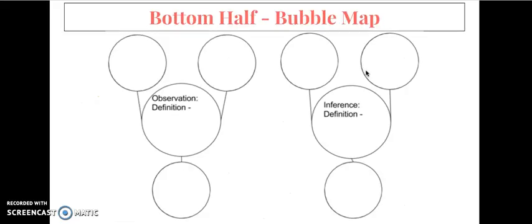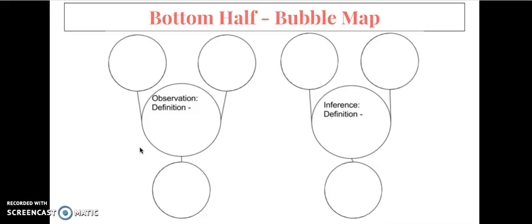Okay, students, look at the bottom half of your worksheet. You'll notice that you have two bubble maps. A bubble map here that has observation in the middle, and a bubble map here that has inference in the middle. The first thing we want you to do is take a look at observation and write the definition in the middle circle. Do that now, press pause and press play when you're ready to go on.